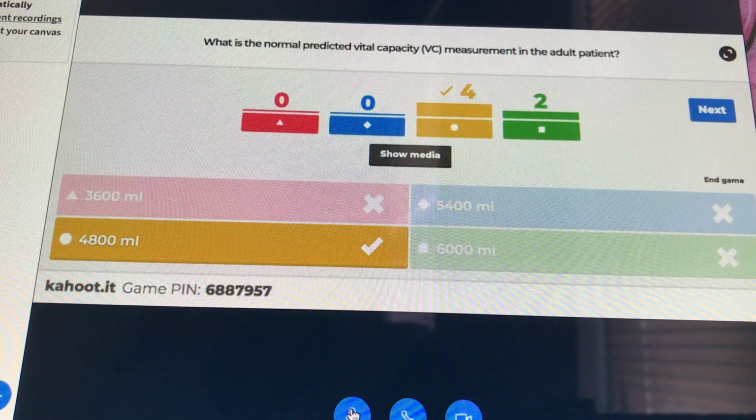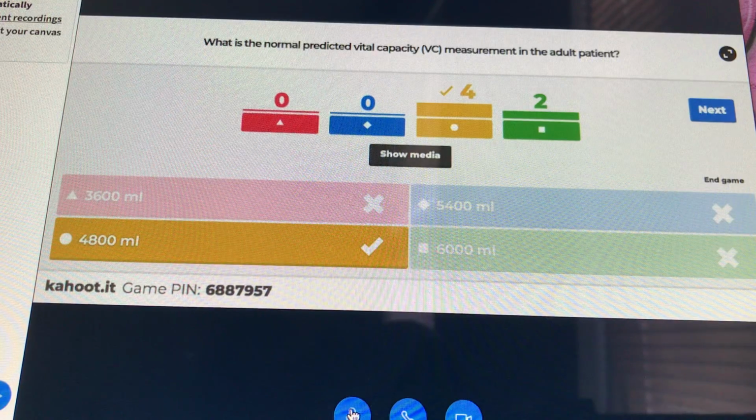Okay, good. That is 4,800 mLs or 4.8 liters. If you wanted to know for a specific patient, how would you measure it or calculate it? We would just do what we just talked about. We would measure by them doing a maximum inhalation and a maximum exhalation. Okay, so that's how you would measure it directly. Okay, great. How would you calculate it?